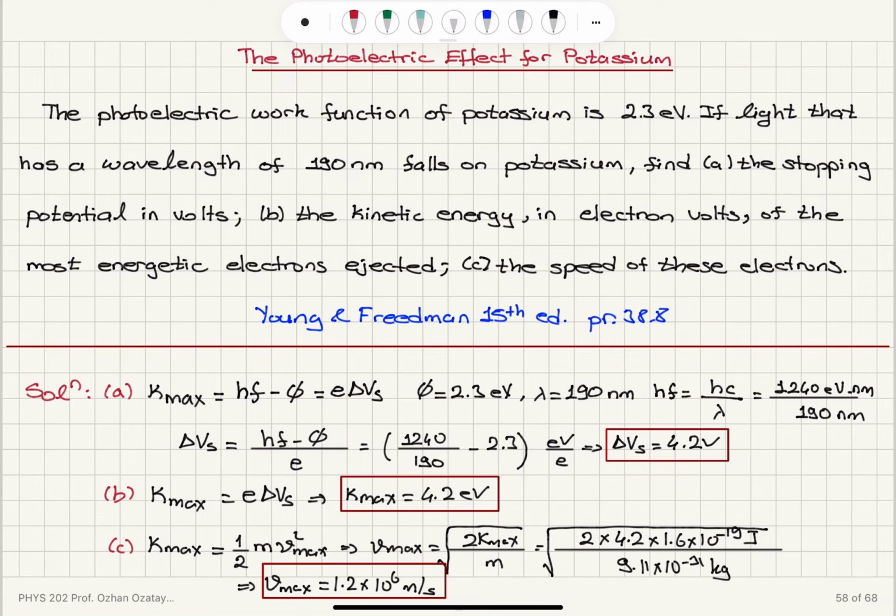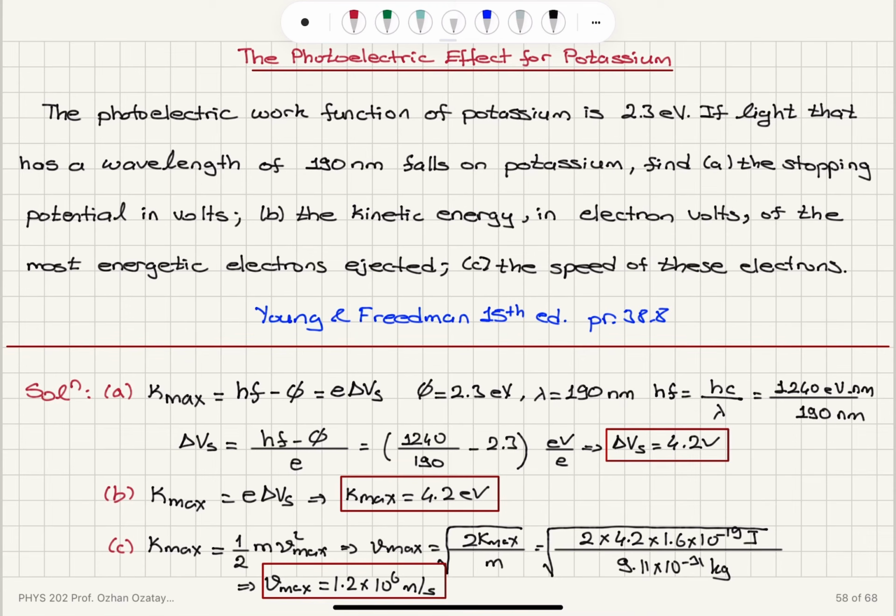For the photon energy, hf, hc over lambda, we have a shortcut. This is 1240 electron volt nanometers divided by lambda in nanometers. And the work function is 2.3 electron volts. So if we look at hf minus phi divided by the electron charge, this gives us the stopping potential in volts, 4.2 volts. What is the kinetic energy of the electrons for the most energetic photoelectrons? It will be e times the stopping potential, that's 4.2 electron volts.